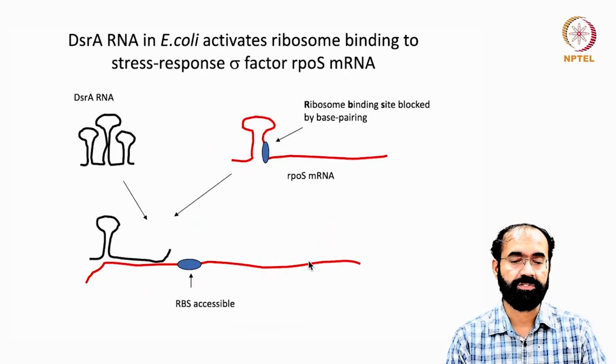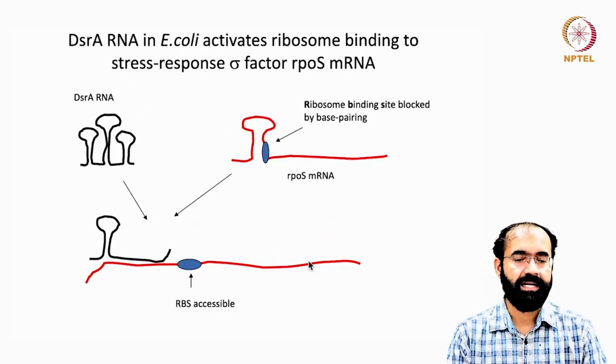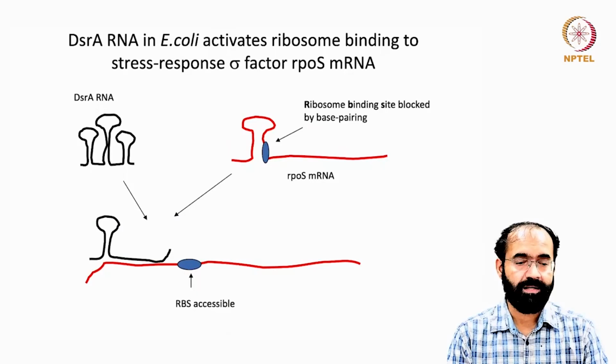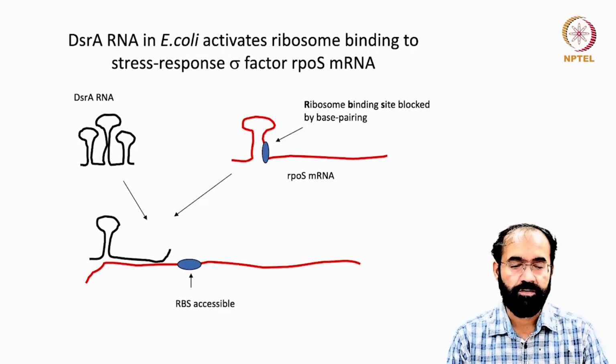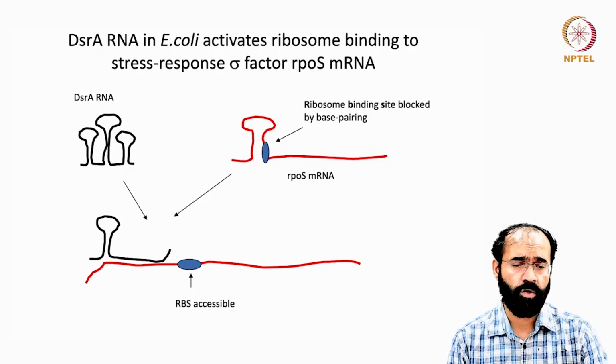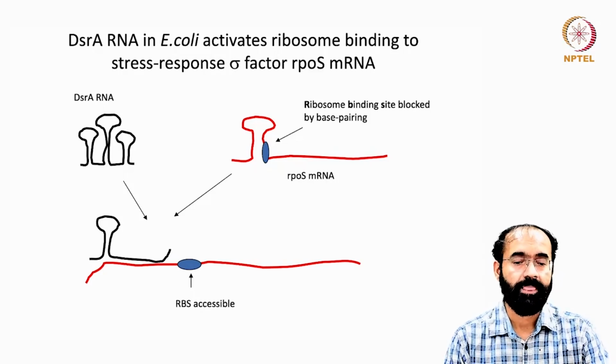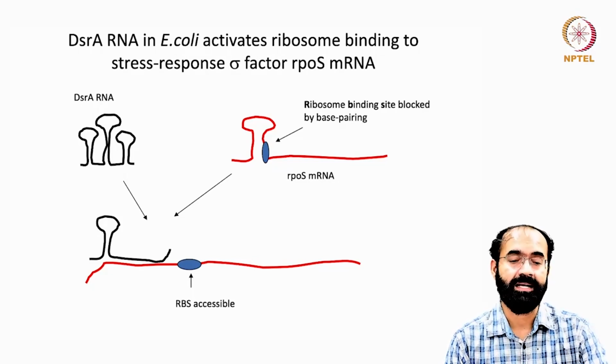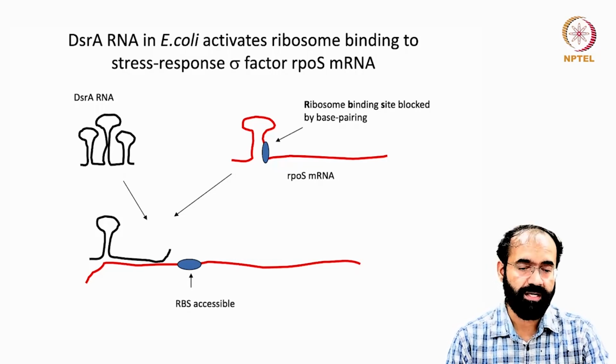Similarly, in E. coli also, a somewhat similar mechanism is followed, that is DsrA RNA in E. coli, which can activate ribosome binding to the stress response sigma factor RpoS mRNA. Let us see how it is doing that.